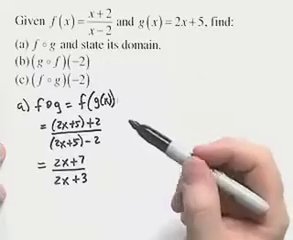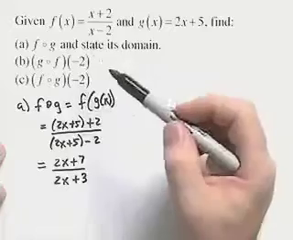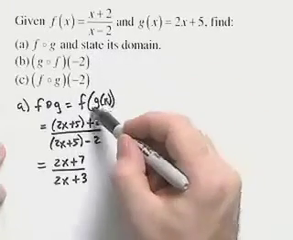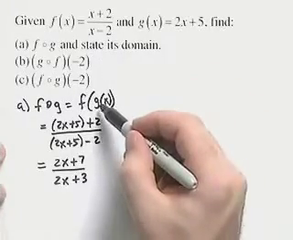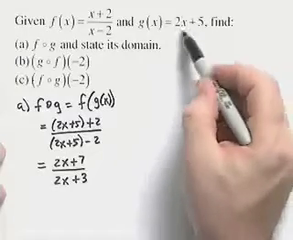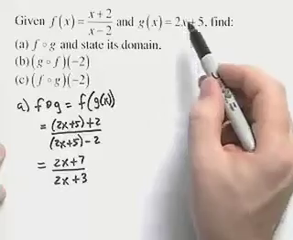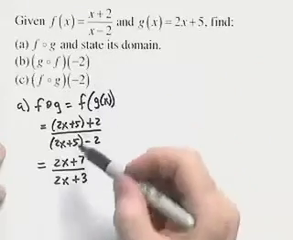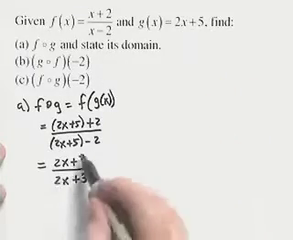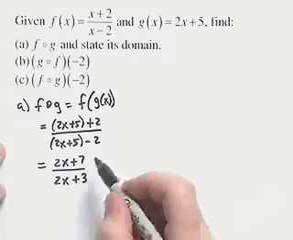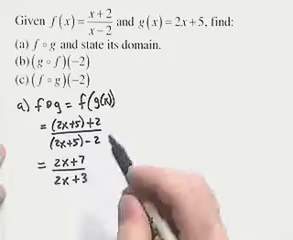We need to state the domain of this function. To find the domain of a composition, we first look at our inside function, which in this case is g of x. G of x is a linear function. It's defined for all real numbers, so we have no restricted values so far. The next thing we need to do is look at our composition itself, and look at any values which we need to exclude from this composition.